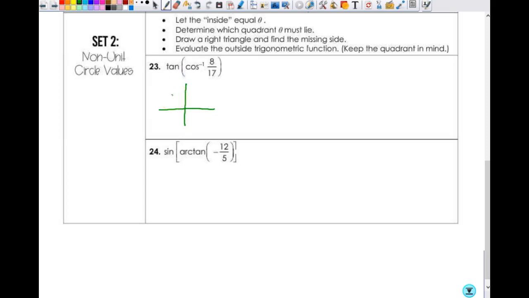This is the cosine inverse of 8 over 17. That's positive, so what quadrant am I in? 1 or 2, if I'm taking the inverse of this. 1. So it's going to be over here. I draw my triangle. Then I have to label it with the 8 and the 17. Where does the 8 go? On the x-axis. Where does the 17 go? On the hypotenuse, right? Your right triangle trig.